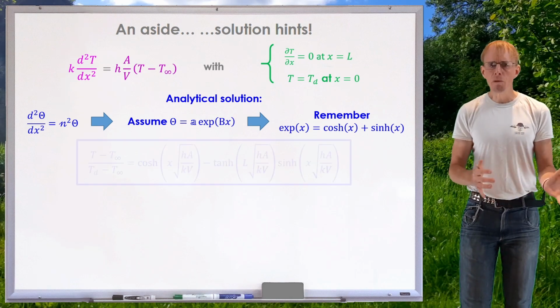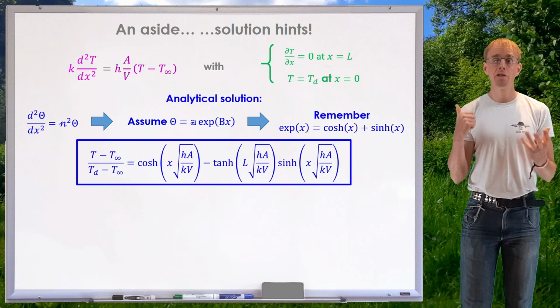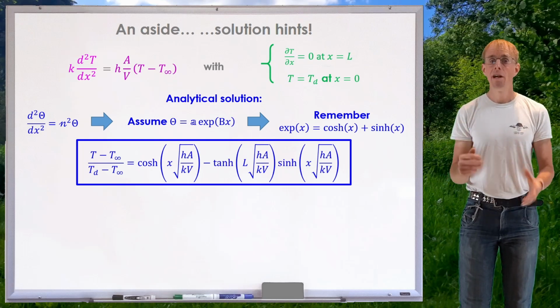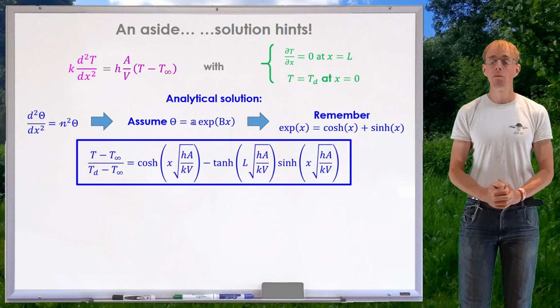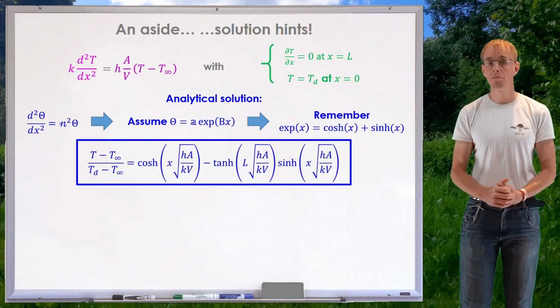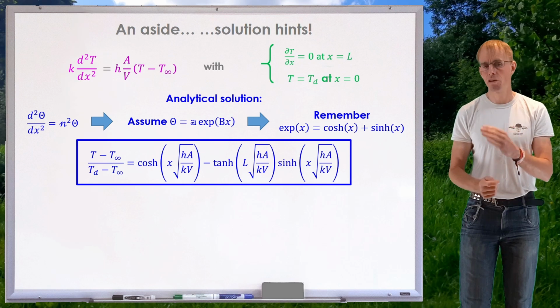So, without going through every step, the solution to that differential equation is as follows. You've got a temperature ratio on the left-hand side and a bunch of hyperbolic trigonometric terms on the right-hand side, which give us the shape and form of our gradient. The document on Canvas goes through that solution step by step.